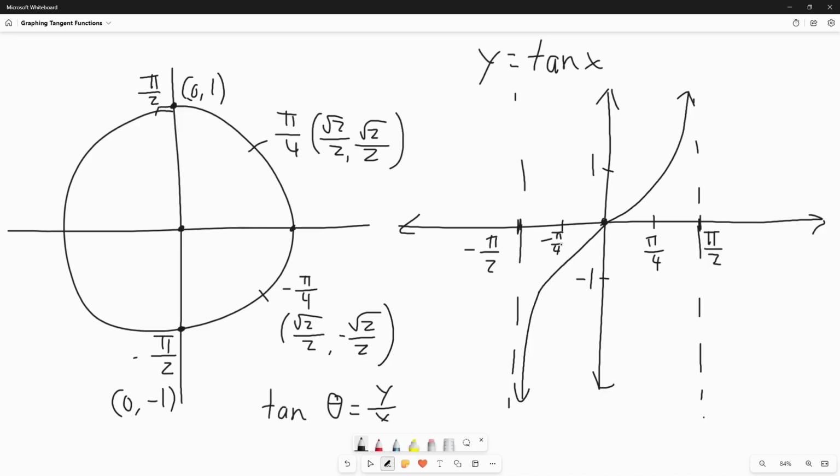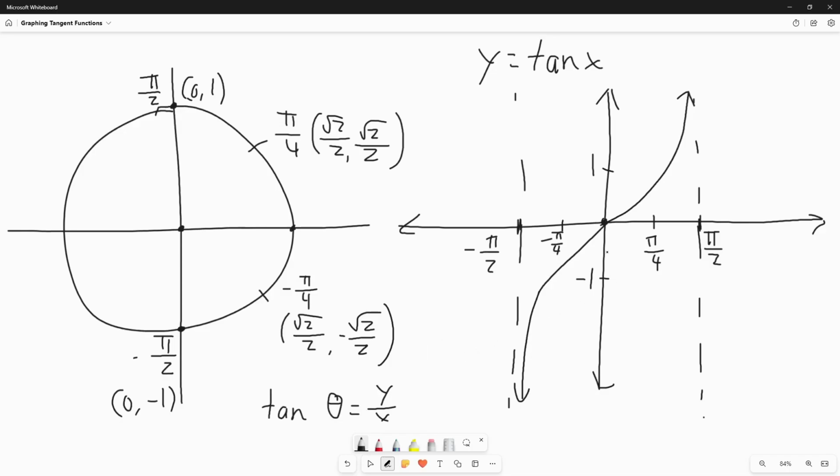And for negative pi over 4 on the graph, these are the x and y values of negative pi over 4, and you can see they're actually the same number, but one of them is negative. So if we set negative square root of 2 over 2 to m, then square root of 2 over 2 is just negative m, which means this just becomes -1. That's why there's a point at y equals tangent of x at negative pi over 4, -1.